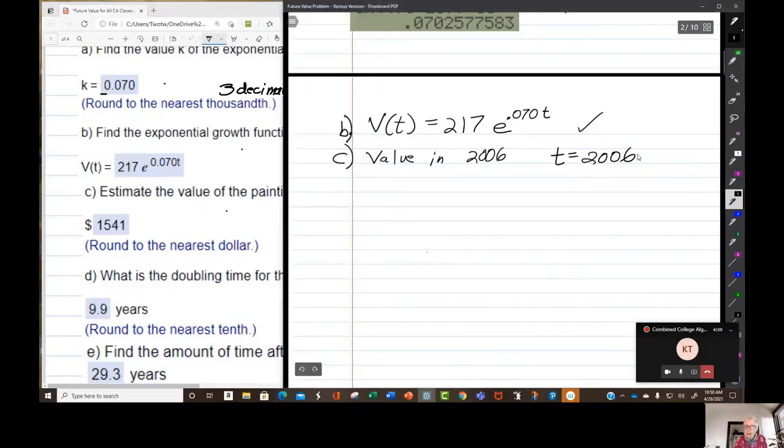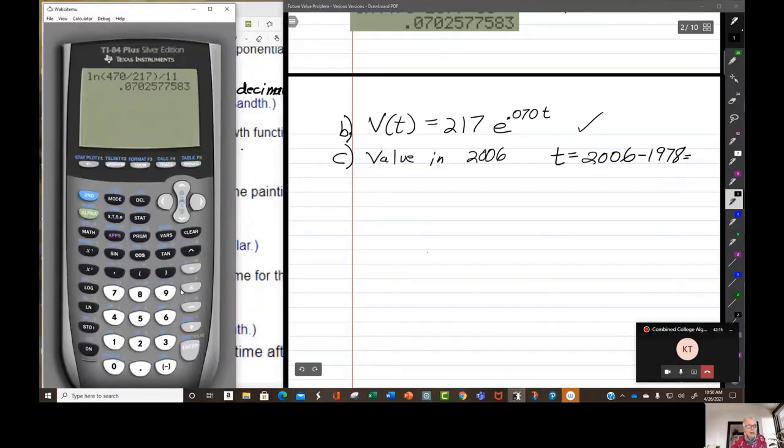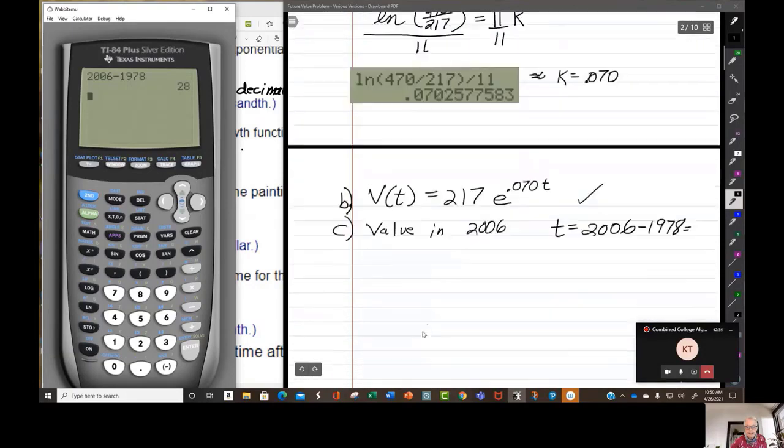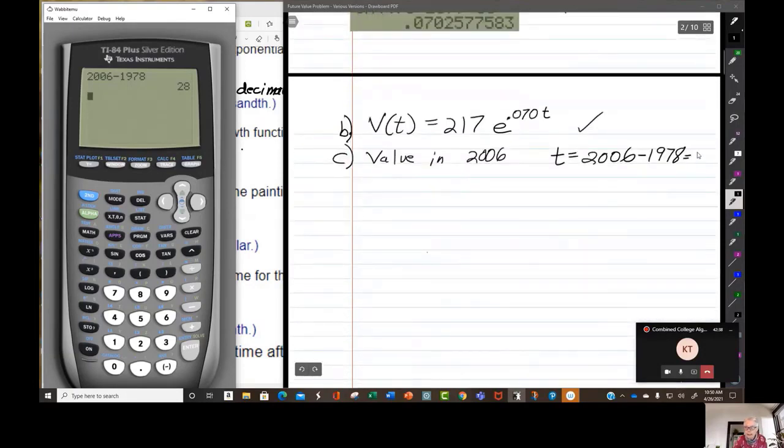2006 minus the original year, 1978, and that's going to equal whatever my calculator says. 2006 minus 1978. And I get 28 years. Let me make sure. Yes, that's 28 years.